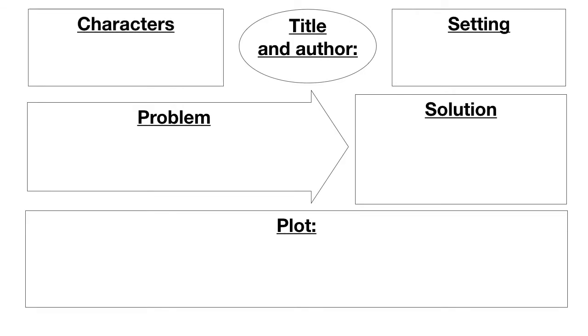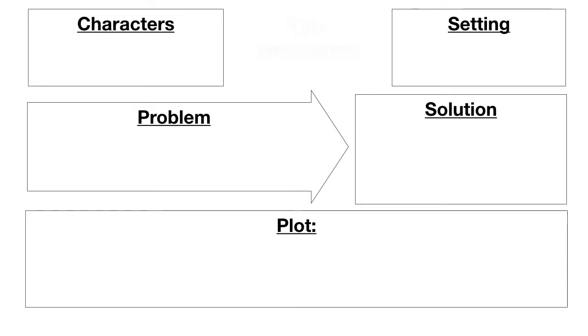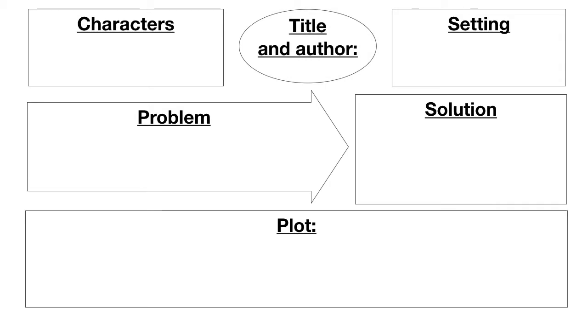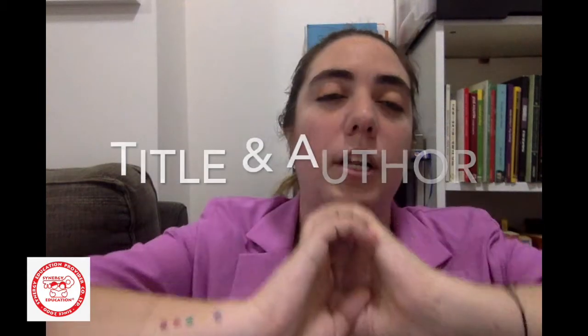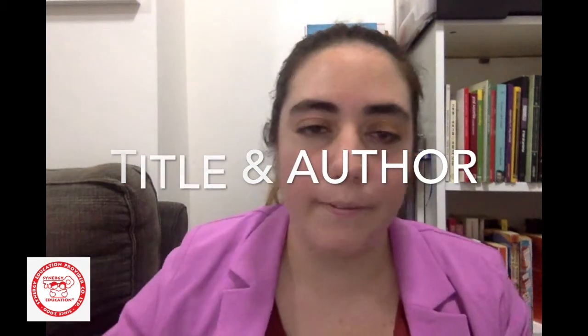At the corner we can see that it says characters. Right in the middle there's a circle that says title and author. Then it says setting. Then we have problem and solution. And at the end we've got plot. So let's go through these elements. In the middle we have the circle that says title and author. That is very, very easy. You just have to write the name of the story, which is Mrs. Katz and Tush, and the author, that is Patricia Polacco.